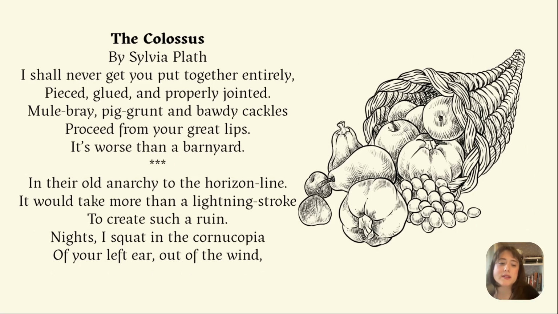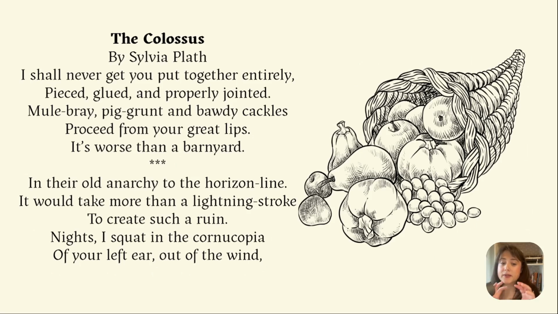So if we look at this second section, in their old anarchy to the horizon line, it would take more than a lightning stroke to create such a ruin. Nights I squat in the cornucopia of your left ear, out of the wind. Now, there's a lot in that last line. So, I squat in the cornucopia of your left ear. Okay, so I've got an image of a cornucopia on the side there. Now, can you literally have a cornucopia in your left ear? No, okay.